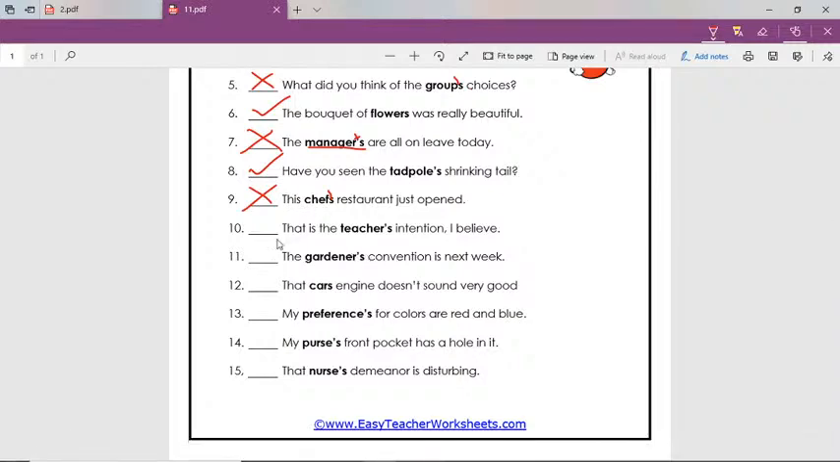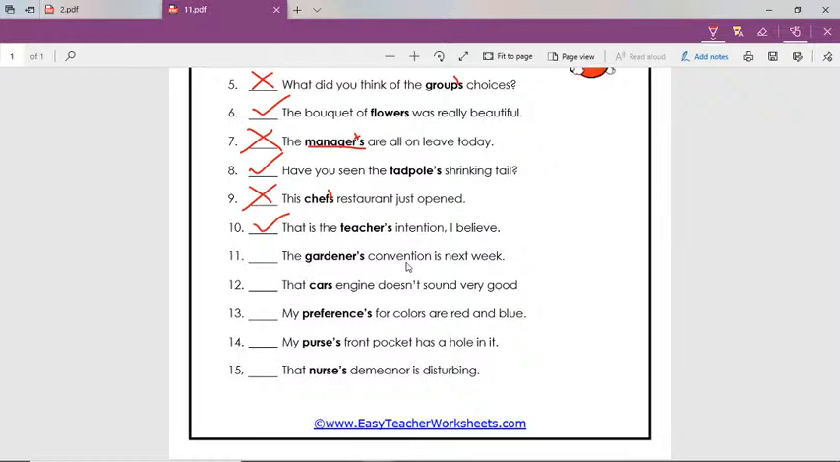Next up, question 10. That is the teacher's intention, I believe. And that's correct because the intention belongs to the teacher. And it's a singular teacher, the teacher, rather than those teachers. So that is the teacher's intention, I believe. It's correct.